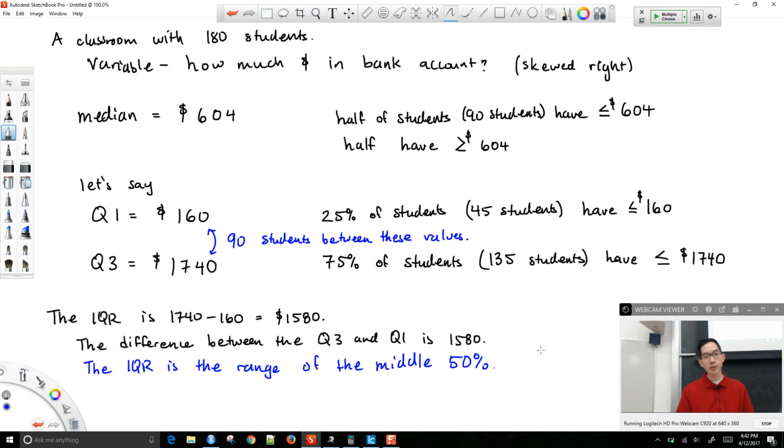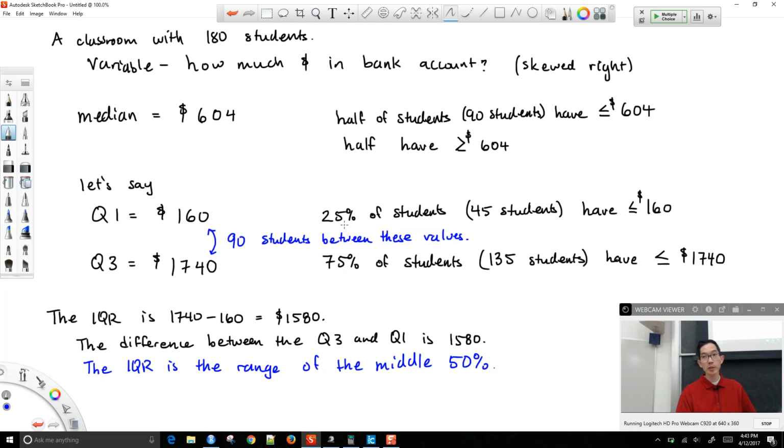How many students have between 604, the median, and Q3, 1740? How did I get 90? What I said was 135 have less than 1740, and 45 have less than 160. So if I want to know what's between 160 and 1740, I can just take away these 45 from 135, and that leaves me with 90.